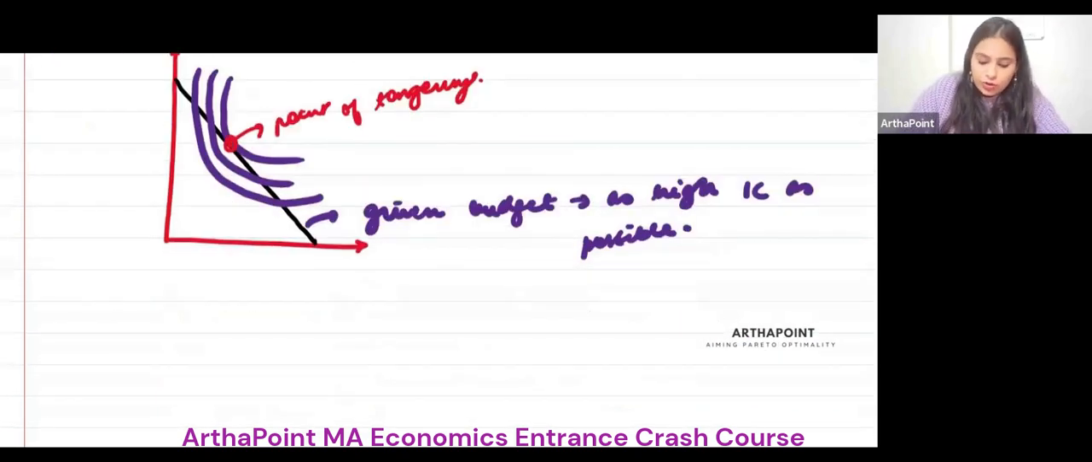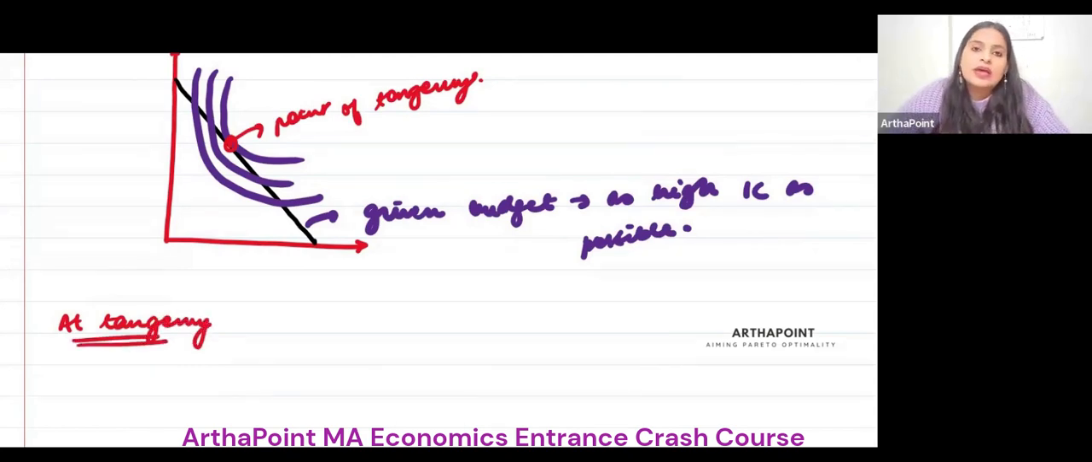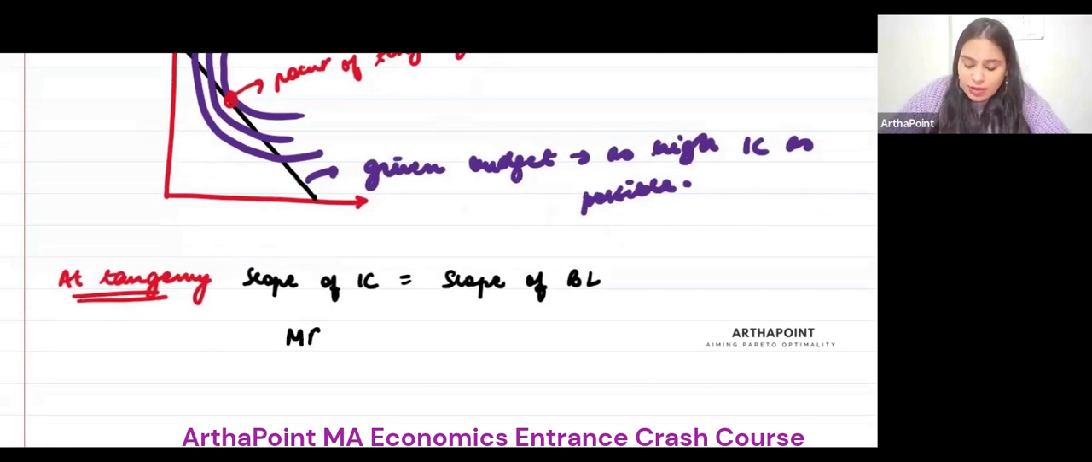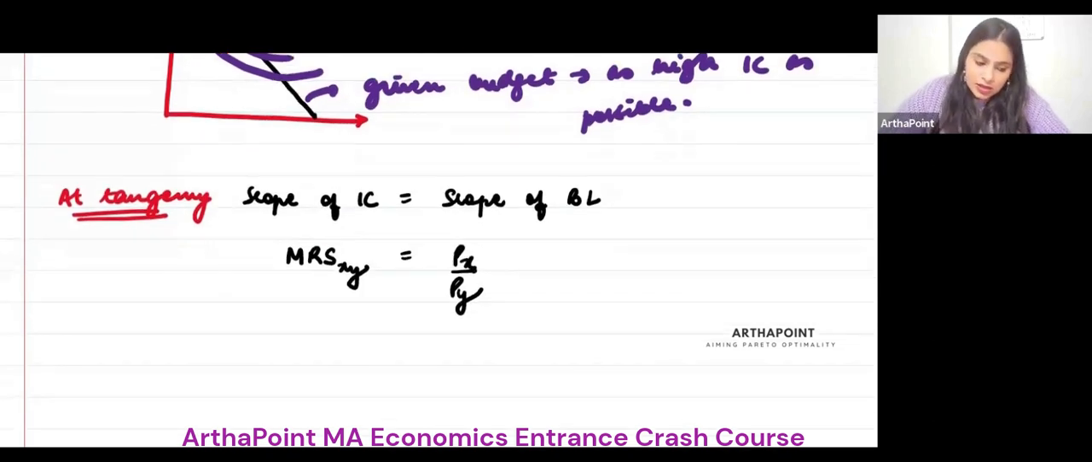So at the point of tangency, what do you see? You see that the slope of IC becomes equal to the slope of budget. The slope of IC is called MRS. The slope of budget line is just what we found out, PX by PY.